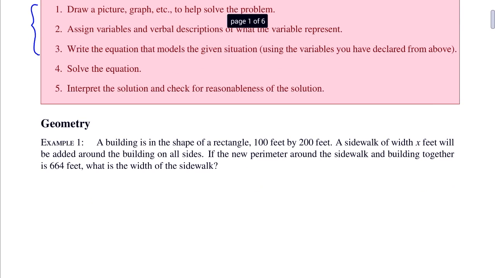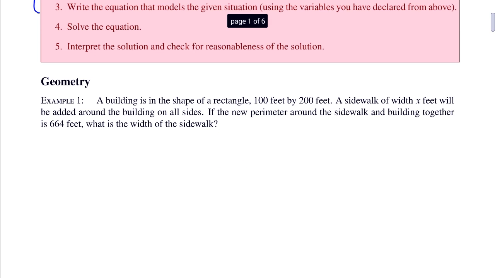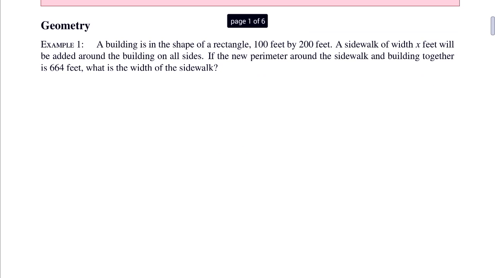Let's look at an example from geometry. Example 1. A building is in the shape of a rectangle. It's 100 feet by 200 feet. A sidewalk of width x feet will be added around the building on all sides. If the new perimeter around the sidewalk and building together is 664 feet, what is the width of the sidewalk?